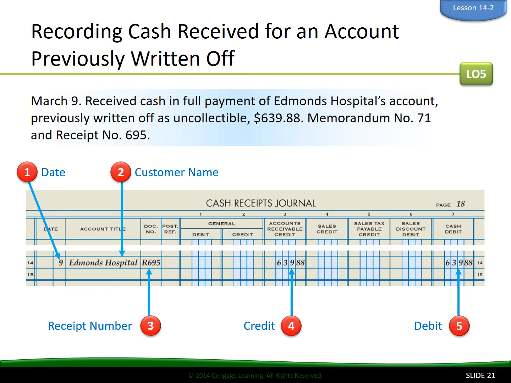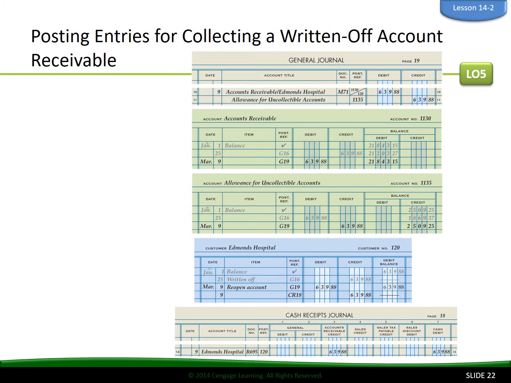Okay, and for this one, this is how we would write it in the cash receipts journal. Make sure you have the date, customer name, receipt number, the amount to credit, and write that underneath the accounts receivable credit, and then debit. Cash debit.